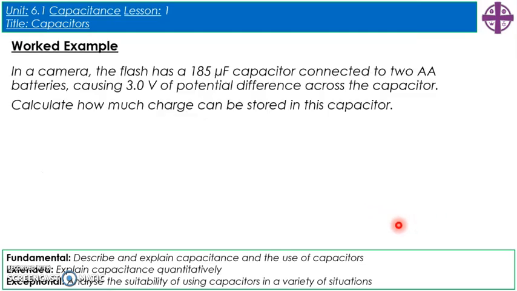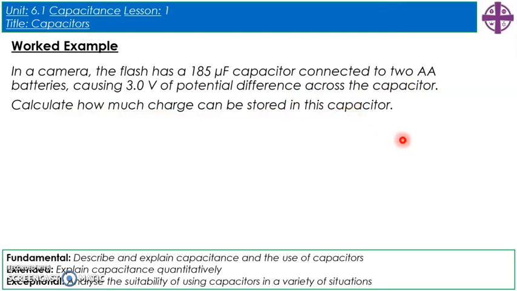Let's try this in an example now. Here we've got a camera, and the flash has a 185 microfarad capacitor connected to two AA batteries. The two AA batteries together cause 3.0 volts of potential difference across the capacitor. Calculate how much charge can be stored in this capacitor.